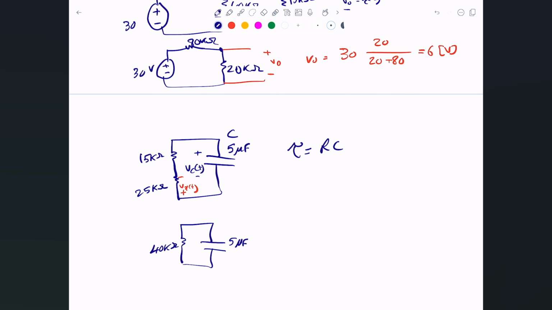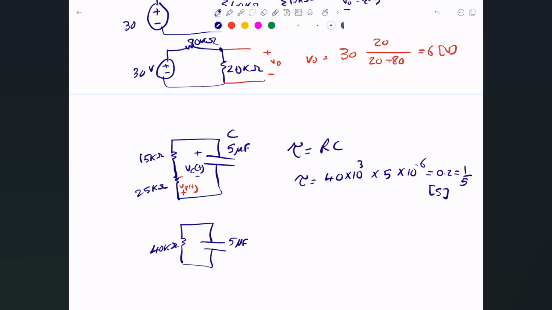Now that's what we have here. So the RC, the tau, is simply 40 kilo ohms. We multiply by 10 to the power 3 to convert it to ohms, times 5 times 10 to the negative 6. That gives me 0.2, or simply 1 divided by 5, and that has a unit of seconds.